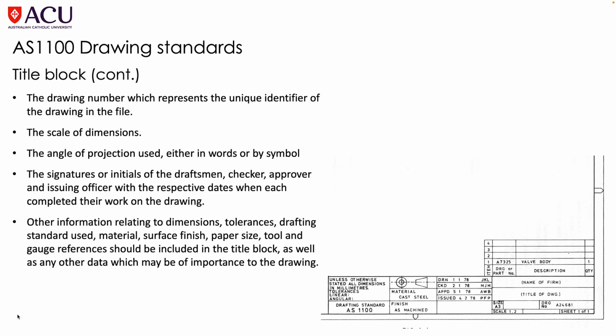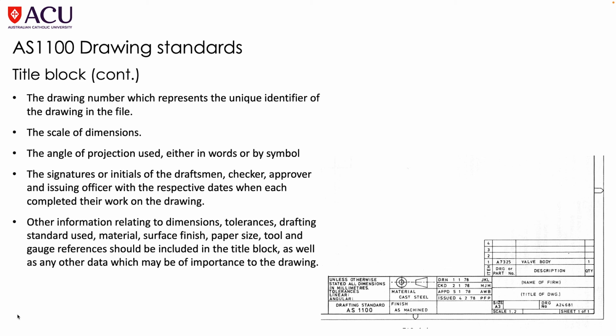the drawing number, which represents the unique identifier of the drawing in the file, the scale of dimensions, the angle of projection used, either in words or by symbol, and you can see the symbol there, the signatures or initials of the draftsman, checker, approver, and issuing officer with the respective dates when each completed their work on the drawing. Now, in reality, in the school context, you're probably not going to have those.